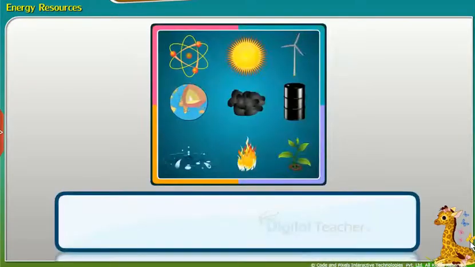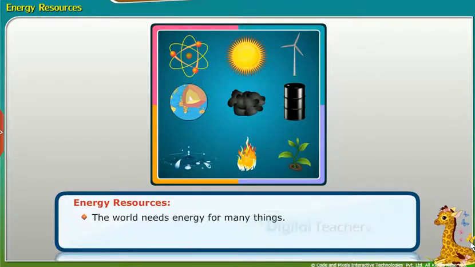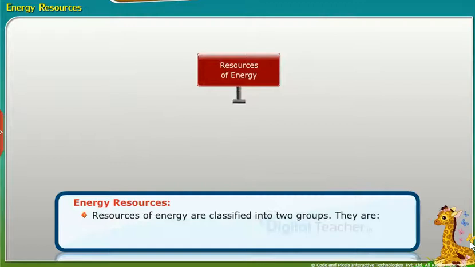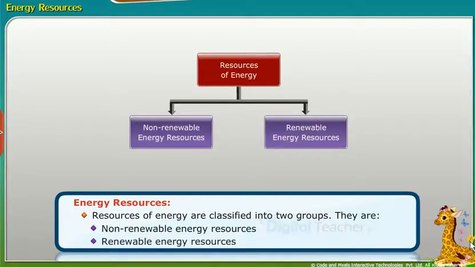Let us study about different energy resources. Energy is obtained from different sources like sun, wind, water, petrol, diesel, coal, gas, etc. The world needs energy for many things. These resources are useful for any work and for survival. Resources of energy are classified into two groups. They are non-renewable energy resources, renewable energy resources.